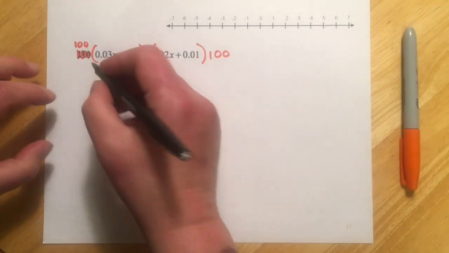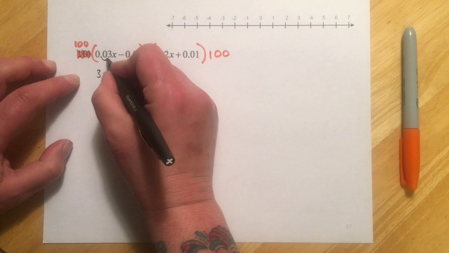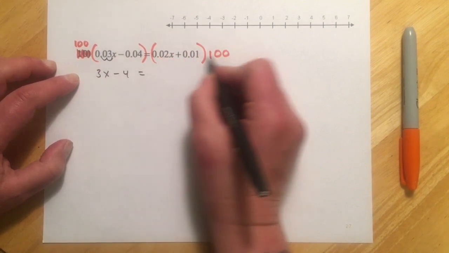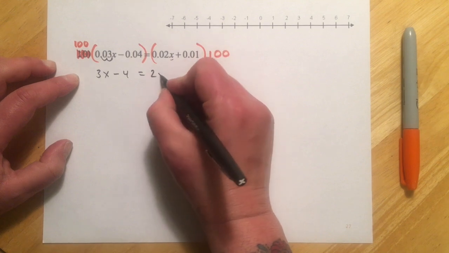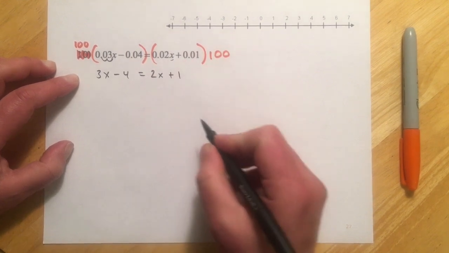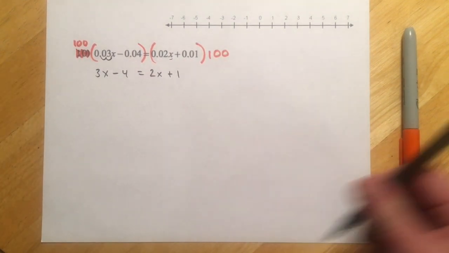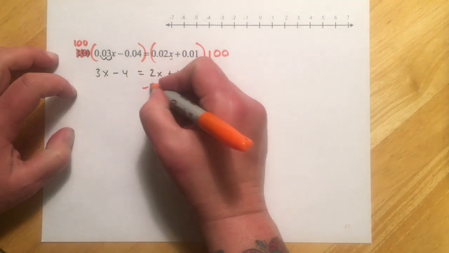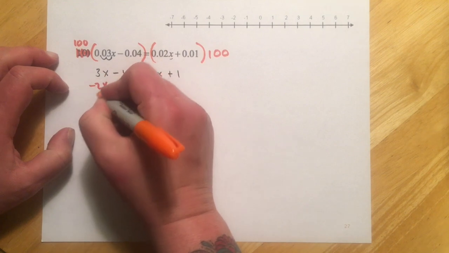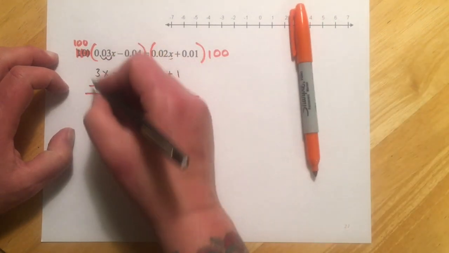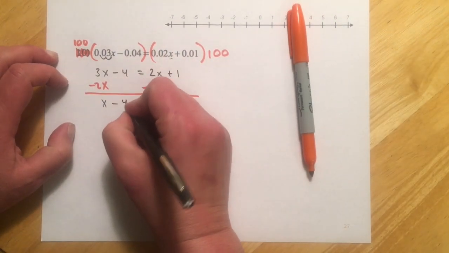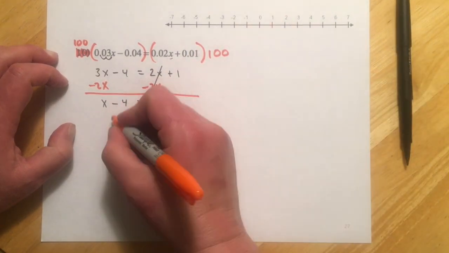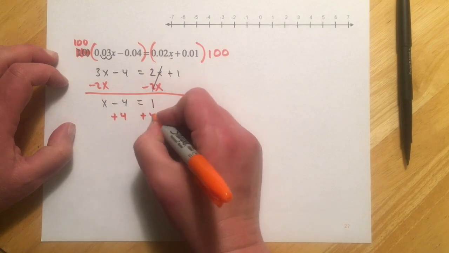And then it looks much, much easier because this is just boom, boom, and 3x. That'll be a 4. Moves twice, so 2x, and then plus 1. So much, much easier without the decimals. I'll just bring my 2x over. That'll give me x minus 4 equals 1. And then add 4 to both sides.